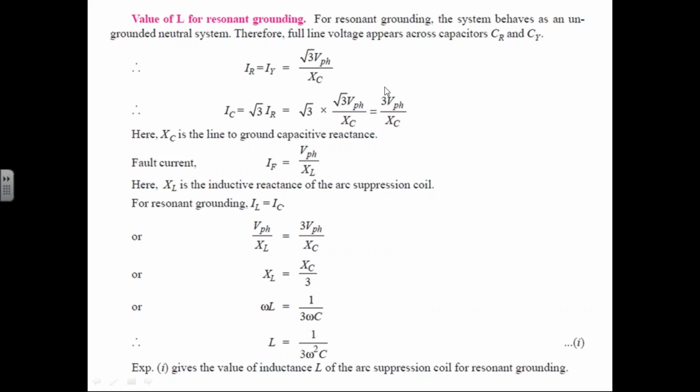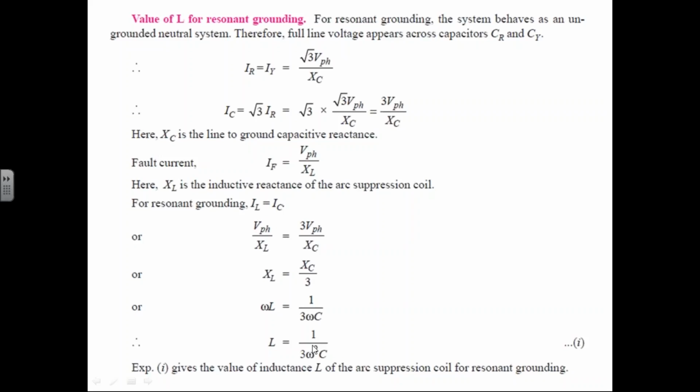Now we want to adjust the L of that resonant coil such that IF is equal to IC. Then only complete nullification of the capacitive current will take place. So if you equate IF equal to IC, then V phase by XL is equal to 3 V phase by XC. In that case, L can be derived as 1 by 3 omega square C.